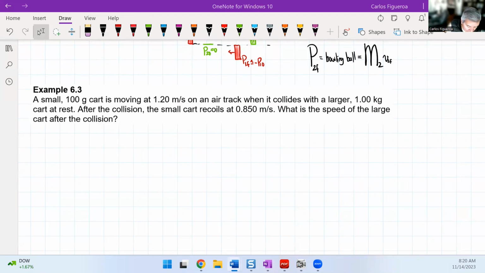We started this example, so I'll just start it all over since we didn't get very far. It says we have a small cart, 100 grams, moving at 1.2 meters per second, let's say to the right, on an air track, that collides with a larger cart at rest. That's exactly what we were talking about.